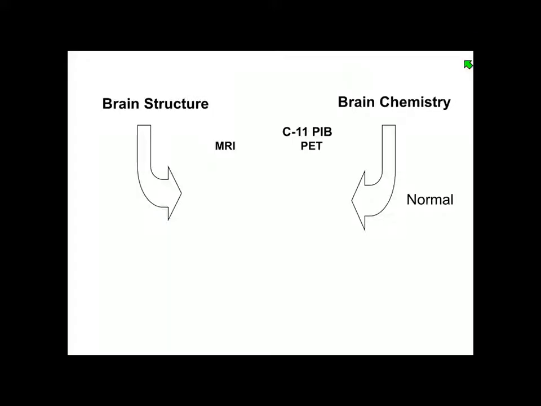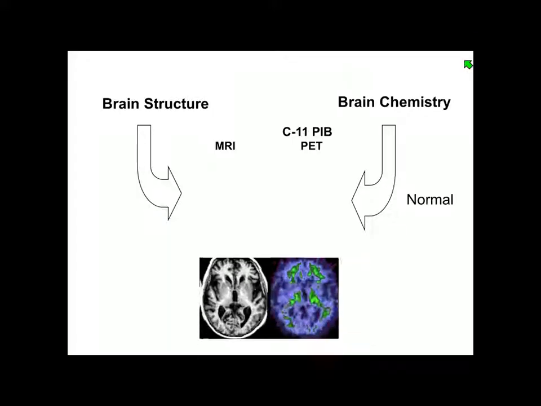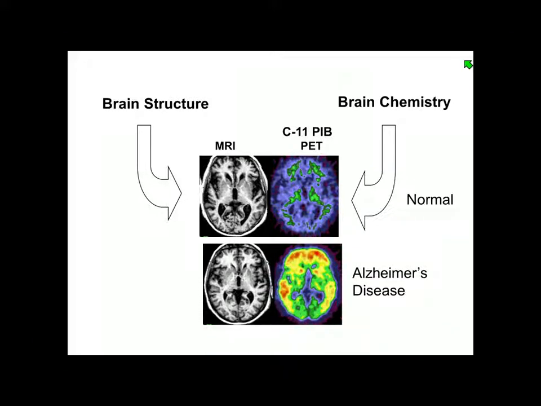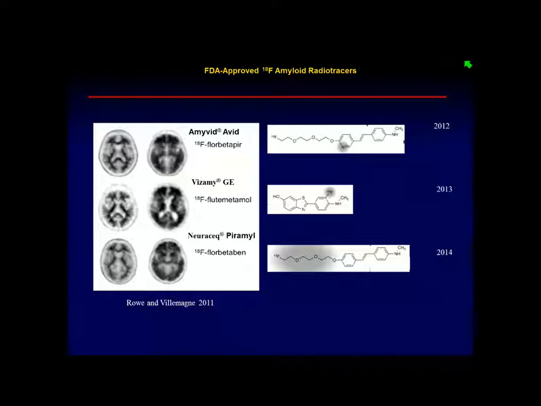Okay, next. So what we're looking at is the comparison of the MR to the C11 PIB PET, comparing the normal versus the Alzheimer's patient. Again, not much difference in the MR scan, but there is certainly a difference in the PET image.